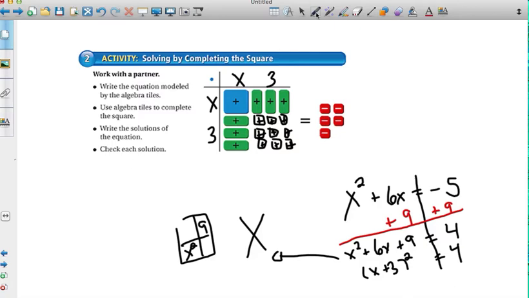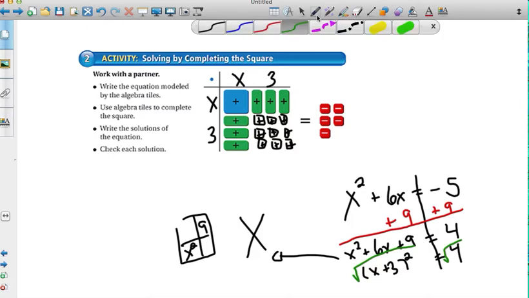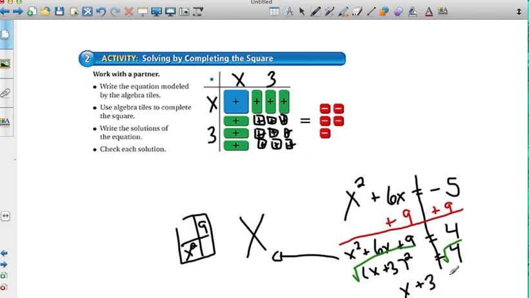Lastly, I'm going to take the square root of both sides. This is the example I was talking about. That would be fairly easy to copy into your book. I'm left with just x plus 3 is equal to, don't forget, positive and negative 2.